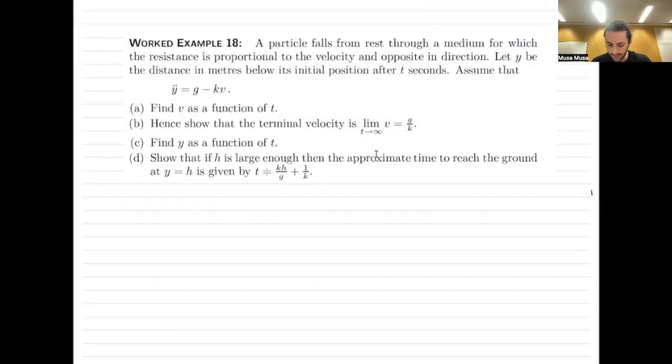Okay. What's this example? A particle falls from rest. So now it's falling from rest through a medium for which the resistance is proportional to the velocity and opposite in direction. Let y be the distance in meters below its initial position after t seconds. It says, assume y double dot equals g minus kv. So this is where you have to be a bit careful. I would love to define downwards as negative, always, consistently. But for some reason, in these show questions, because they're separate parts, they define downwards as positive.